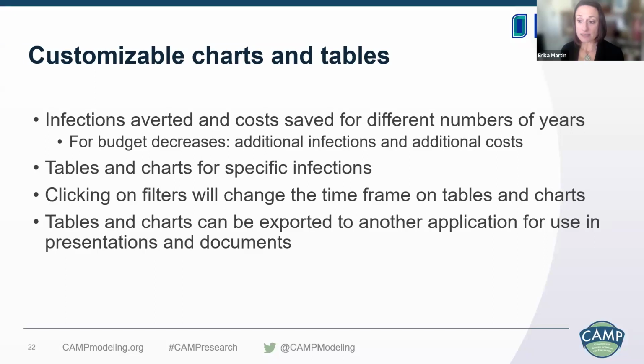And there are several things that you can do in this advanced options tab. So you can explore infections averted and cost saved for different numbers of years. So maybe you don't want to look at 3 years, maybe you want to look at 10 years, you can do that. There are tables and charts that examine specific infections. There's an interactive feature where you can click on these different filters to change the time frame on the tables and charts. And you can also export your tables and charts to another application so that you can use it in presentations and documents.